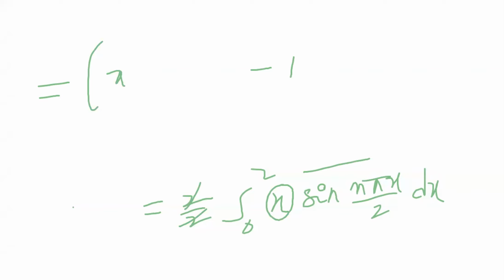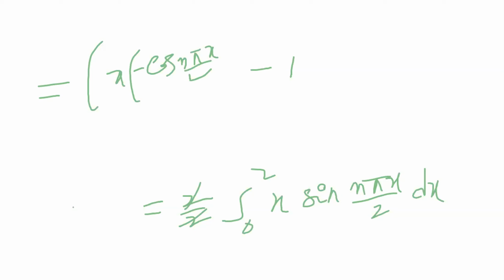Then go to the trigonometric function. This work is completely opposite to the algebraic term x. The algebraic term x is taken directly and we apply the derivative, whereas the trigonometric term applies the integration. Complete opposite work. So taking the integration of sin n pi x by 2, the integral of sin n pi x by 2 is minus cos n pi x by 2.